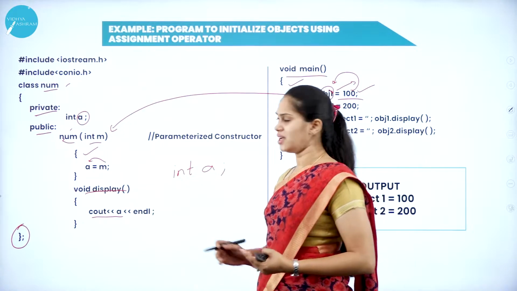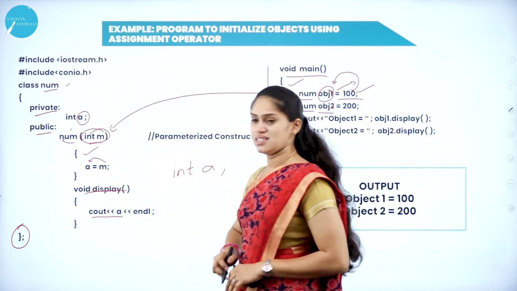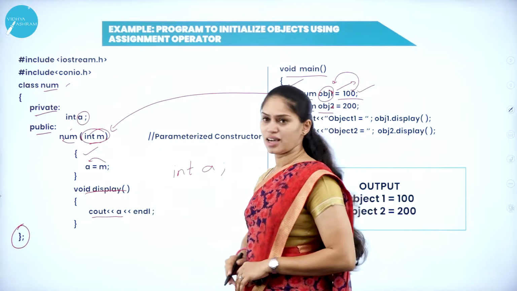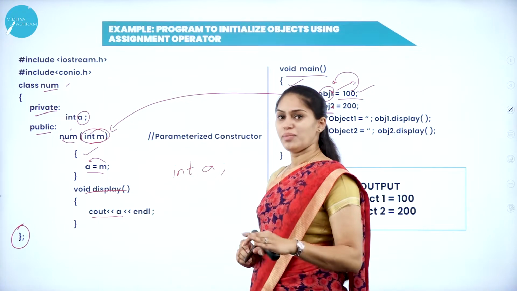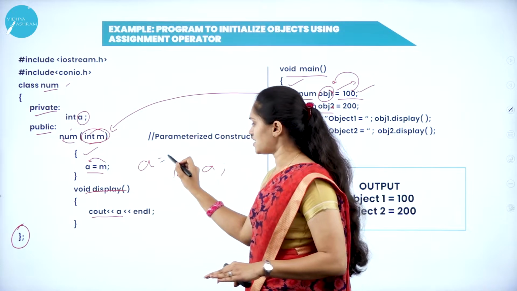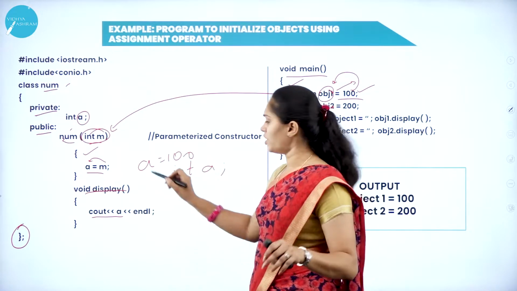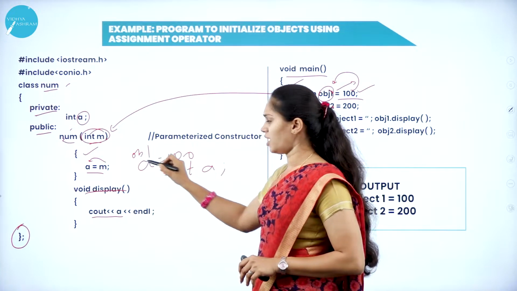So what is the parameter or argument that I have inside the constructor function? That is m. So m is nothing but a. When I am using this method, a will be assigned to 100. It is for object 1.